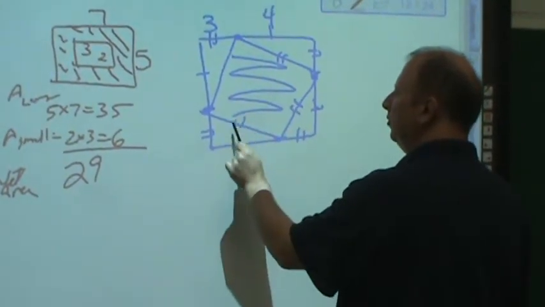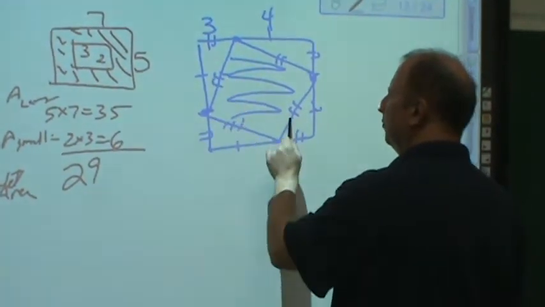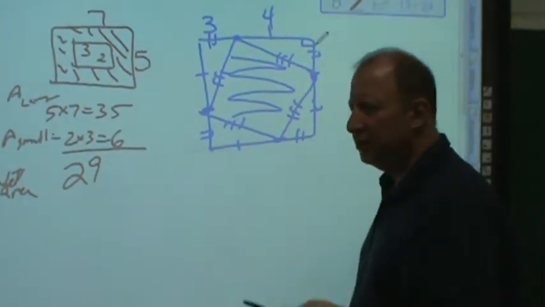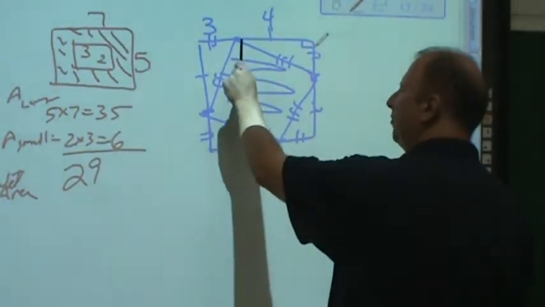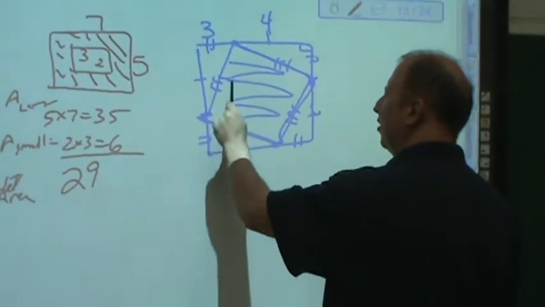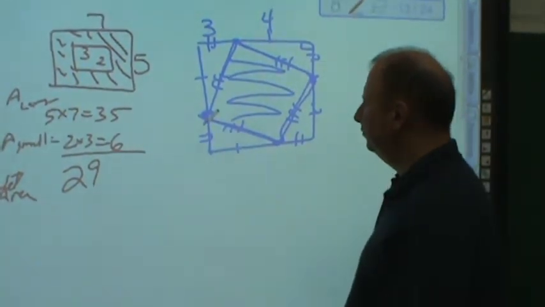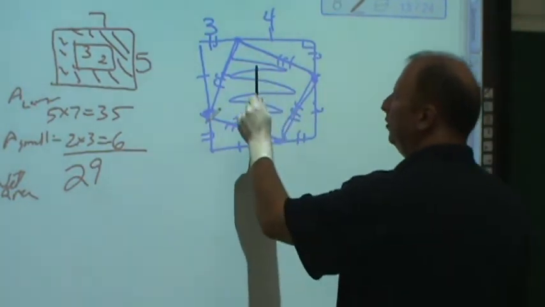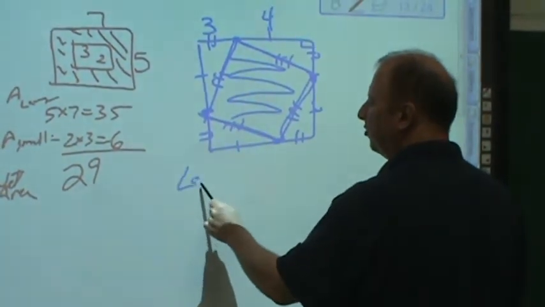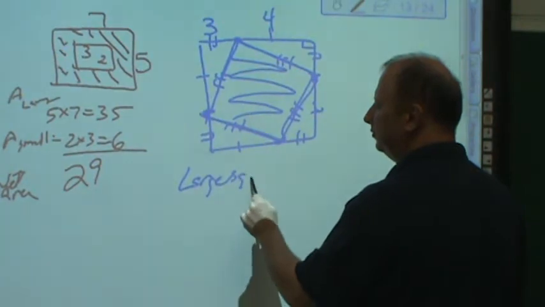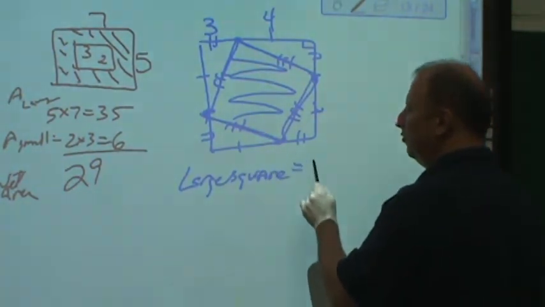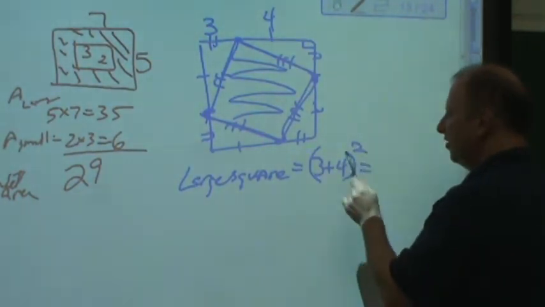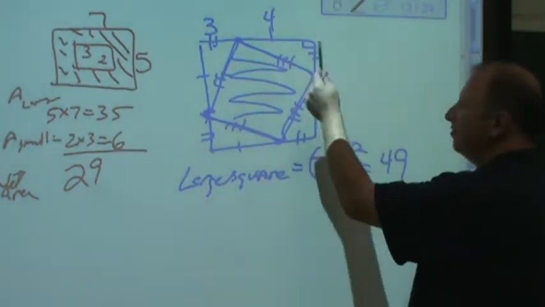You know these are equal, because if these two sides are equal, I told you the side angle side, and we're working with congruent triangles, we know it's equal. So let's look at what we know. Well, the large square is equal to 3 plus 4 squared, which is 7 squared. So the area of this piece is 49.